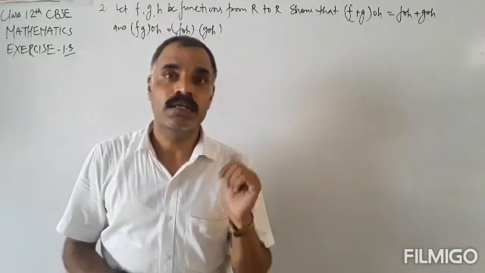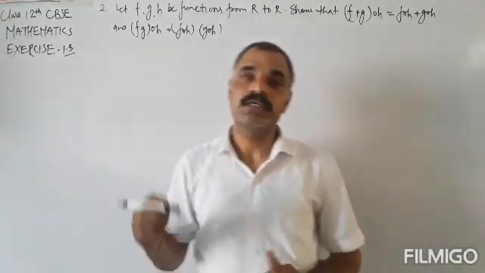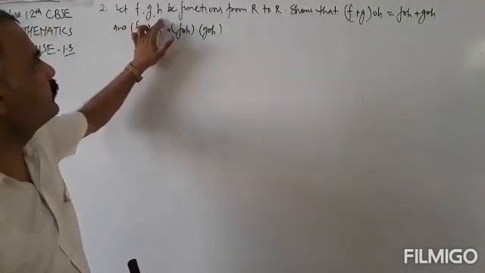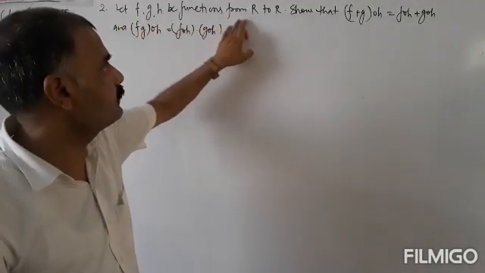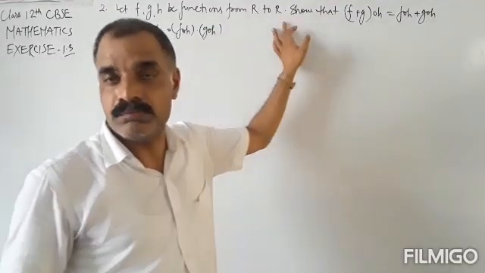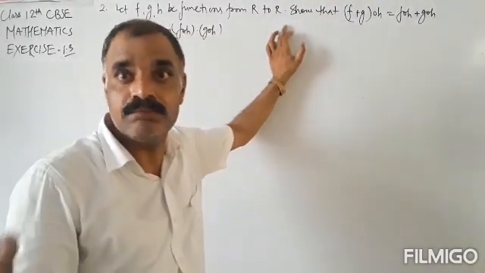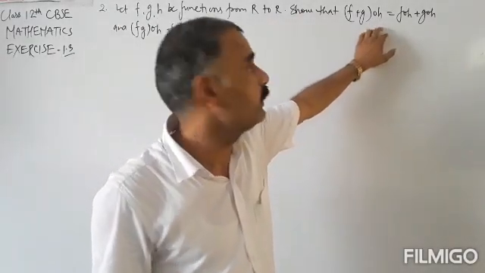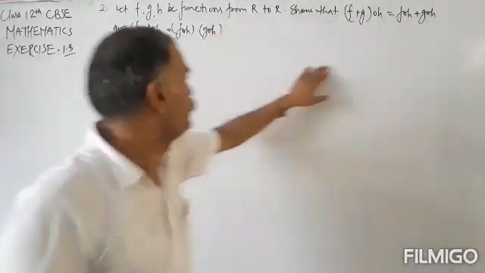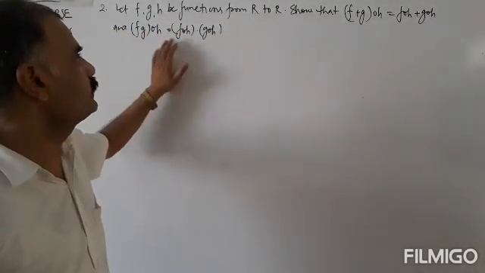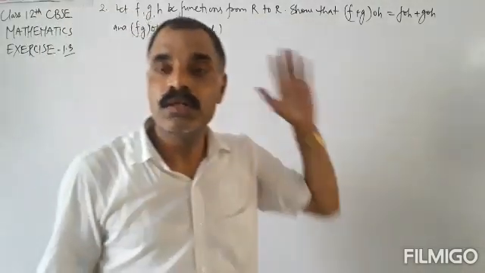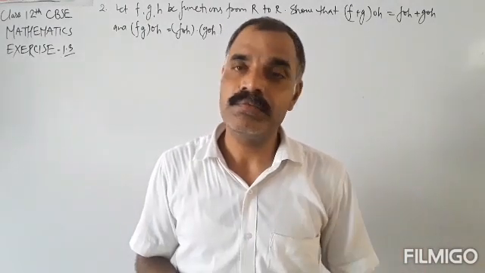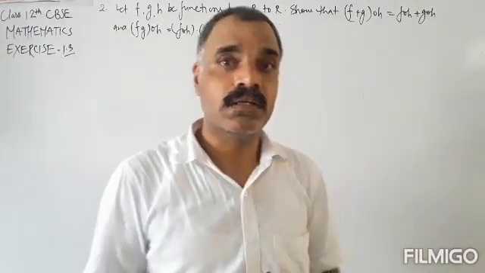So today in exercise 1.3, we are taking question number second, and the second question is: let f, g, h be three functions from R to R, that is, functions from the set of real numbers to the set of real numbers. Show that (f plus g) o h equals f o h plus g o h, and (f dot g) o h equals (f o h) dot (g o h). Okay, we have to show this.